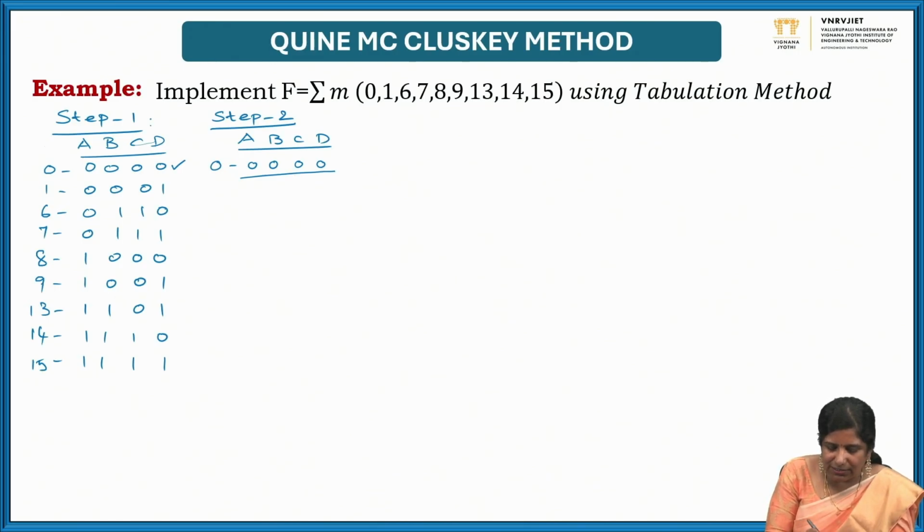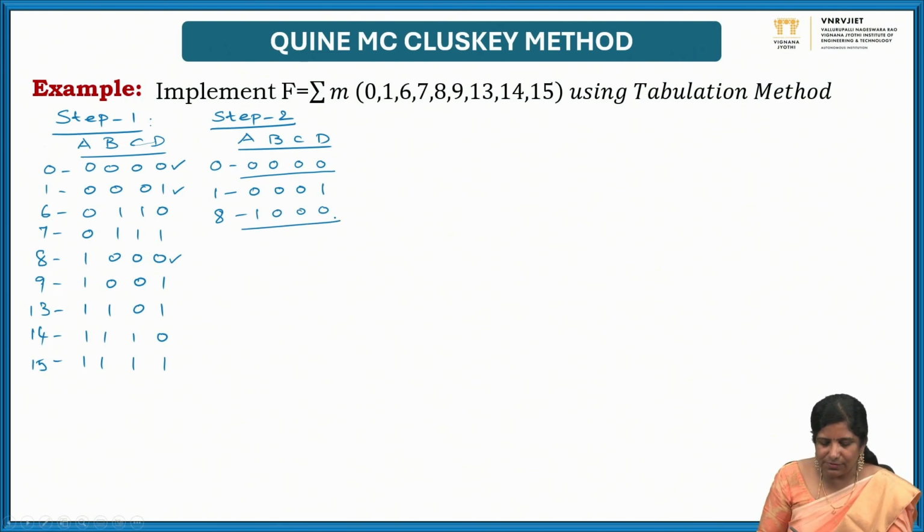Then write down the numbers which consist of single ones. So 0, 0, 0, 1 for 1. Then the other single one is 8, that is 1, 0, 0, 0. Any other single ones? Only these two. So that is one group. I have closed that group.